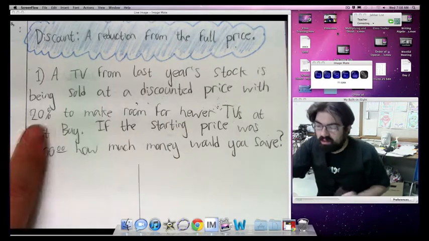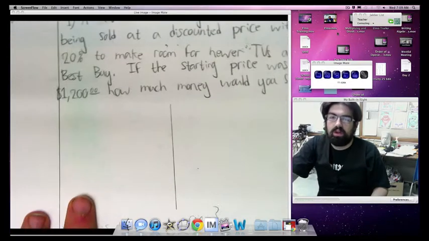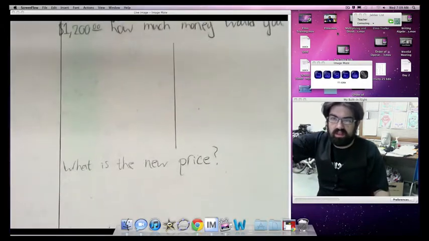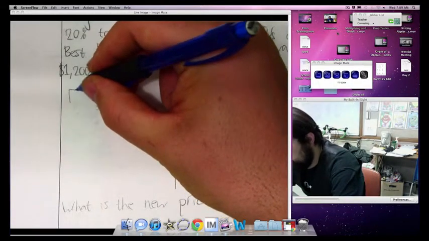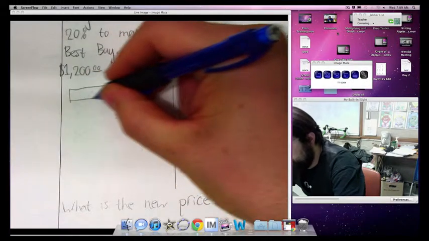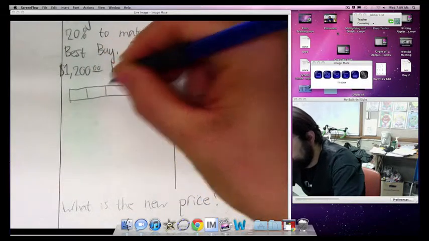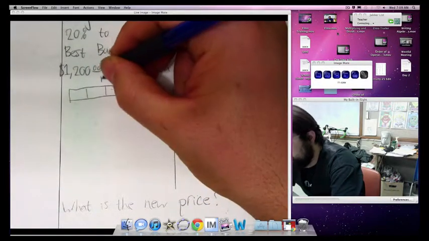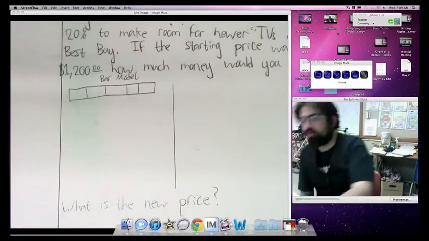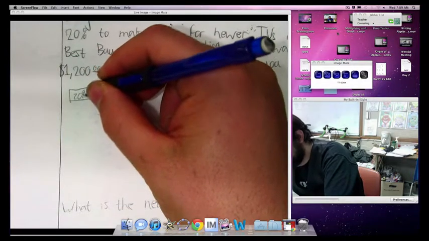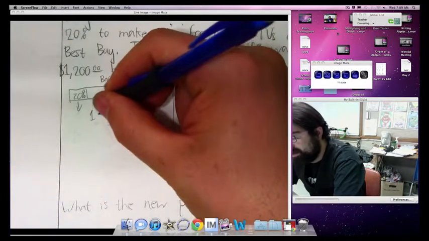So the money you're going to save is, well, you get to keep 20% of the original price. You're not going to pay the full price. So the first thing I would do is think about what we're going to see. If I had the full price, so let's see, we got 20, 40, 60, 80. By the way, this is called a bar model. I'm taking 20% off, so I need to figure out what that is.